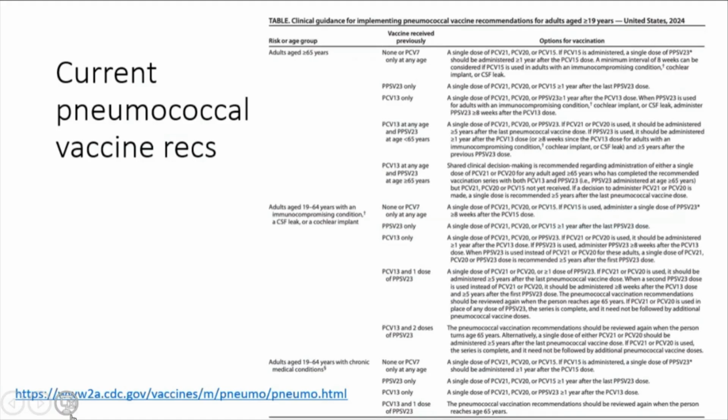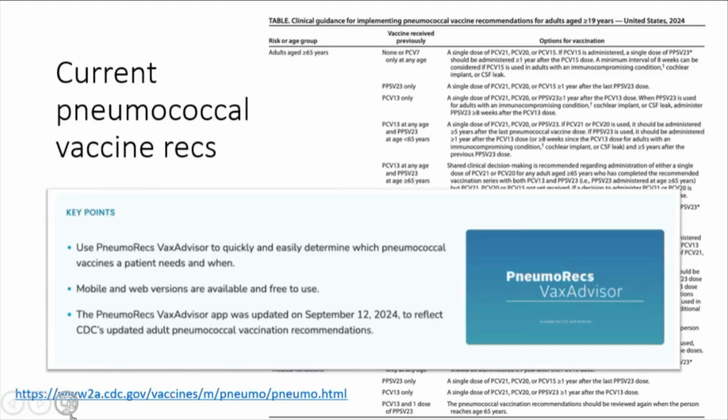And this is like the MMWR, the CDC guidance on clinical guidelines for implementing depending on different situations. It's like a pain, right? So they're kind enough to create this app and mobile tool called Pneumo Vax Advisor. If I was playing with it, you just enter the person's age and if they have any of the corresponding conditions and which ones they've received before, and then it tells you what they're due for.